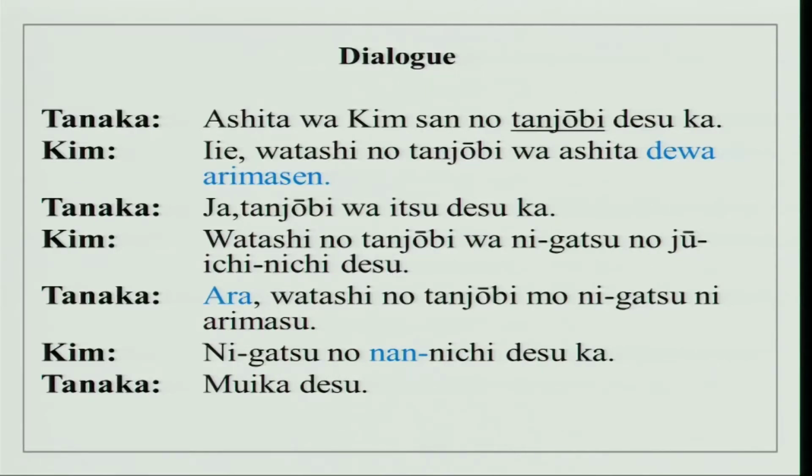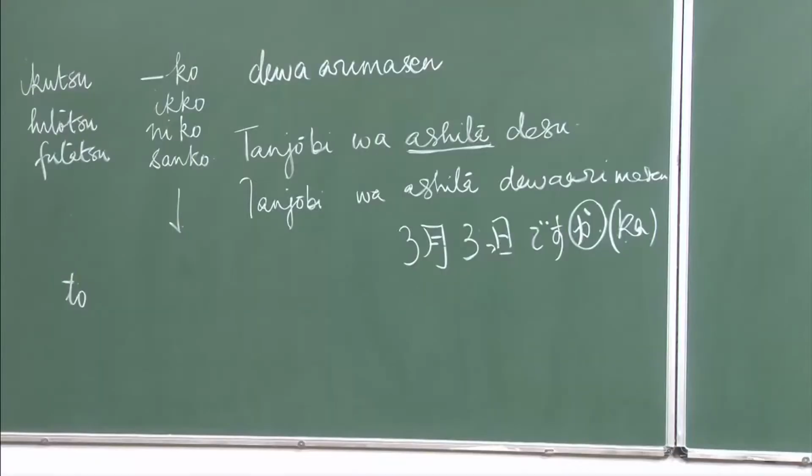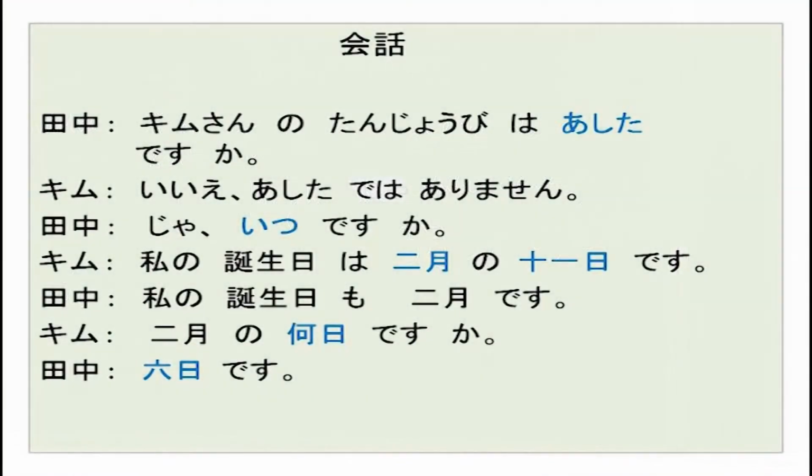あら、私の誕生日も2月にあります。あら is just an expression where you show some surprise. あら, oh really, is that so? 私の誕生日も, also you have done earlier, which means also. 私の誕生日も2月にあります。My birthday is also in February. 2月の何日ですか？ Well, what date of February? 6日です。Which is the 6th. So, you can talk like this, have a small dialogue with your friends about Tanjobi. You can tell your Tanjobi, you can ask about Tanjobi, you can give the date of your Tanjobi and so on.